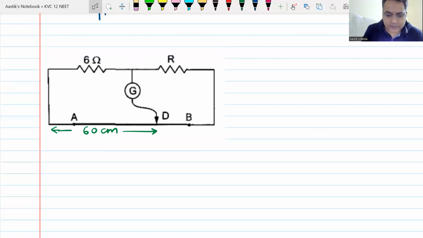Okay, then I have a small question for you. We have not drawn the full circuit, only this part we have drawn. 6 ohm is a known resistance and we get the null point at 60 centimeters. This is a meter bridge. R is an unknown resistance. Can you tell me what will be the value of R from this meter bridge circuit? Yes, sir. I'll give you 2 minutes to give me the answer.